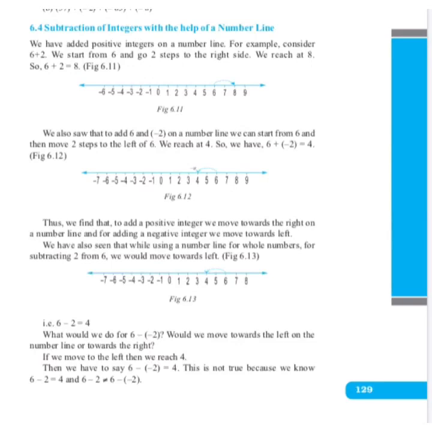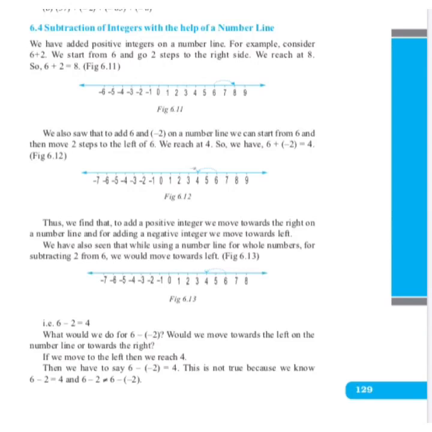We have already seen that while using a number line for whole numbers, for subtracting 2 from 6, we would move towards left. You can see in figure 6.13. Children, what would we do if we have 6 minus in bracket minus 2? Children, in this case, towards which side we will move? Right or left? If we move to the left, that means 2 steps left, we will reach 4.